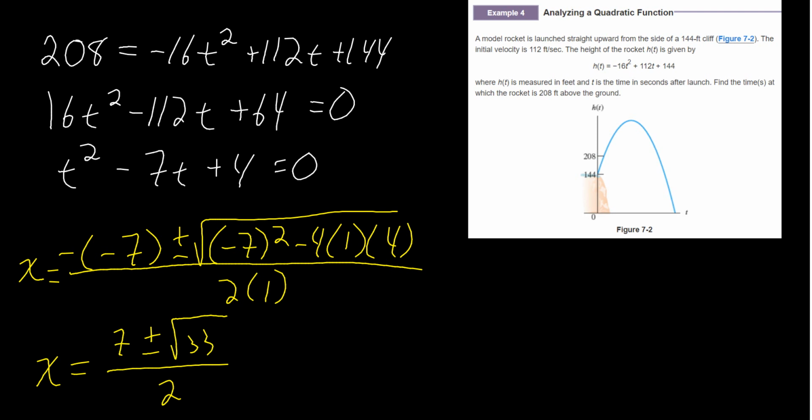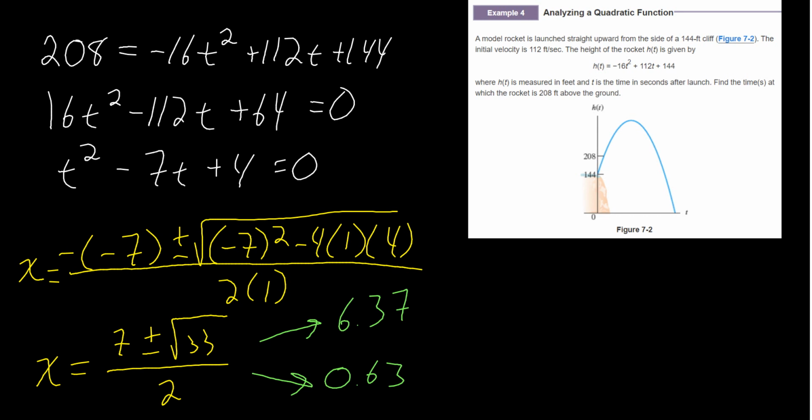So my two solutions will be 7 plus the square root of 33, all divided by 2. So let me put that in here. We have 6.37, 6.37, and then 7 minus the square root, so minus, and it's a 0.63.